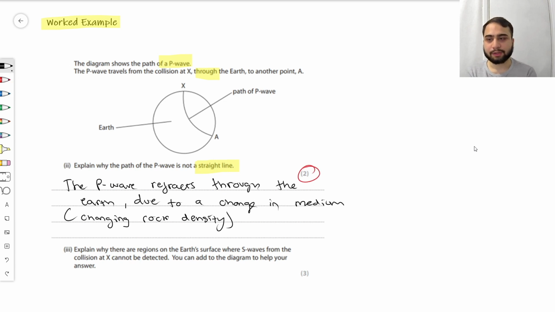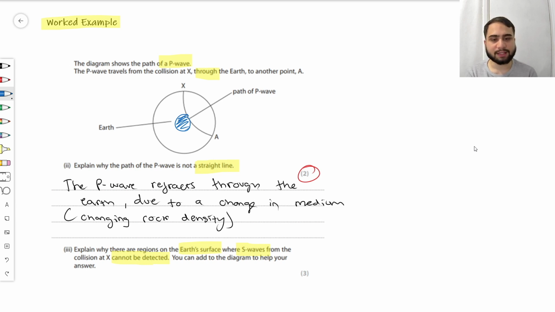Now the next question, again, let's highlight all the keywords. Explain why there are regions on the Earth's surface where S waves from the collision at X cannot be detected. You can add to the diagram to help your answer. I don't need to add to the diagram, but let's do this anyway. One property of S waves is that they cannot travel through liquids. You need to remember this, and we know that at least part of the Earth's core is liquid. So when the S wave gets to the Earth's core, it will just stop right there. It will be absorbed there, so you won't detect it on the other side of the Earth.